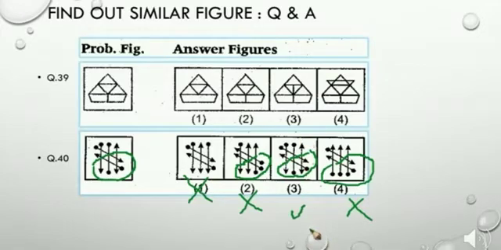Now what we see here is, in such questions of similar figure, we need not even check the entire problem figure. We can pick a certain portion of the problem figure and start looking for this portion in the given options. By doing so, we can eliminate certain options, and we find that in this process we are left with one answer, and that is going to be the correct answer.